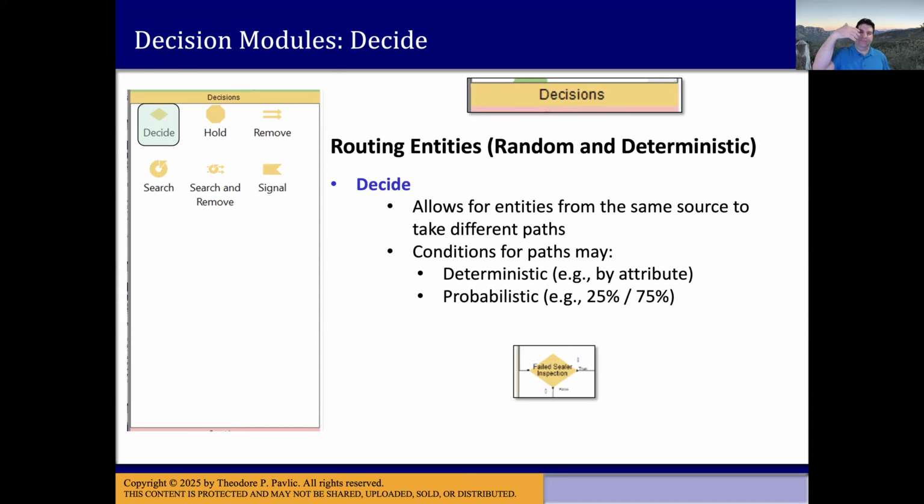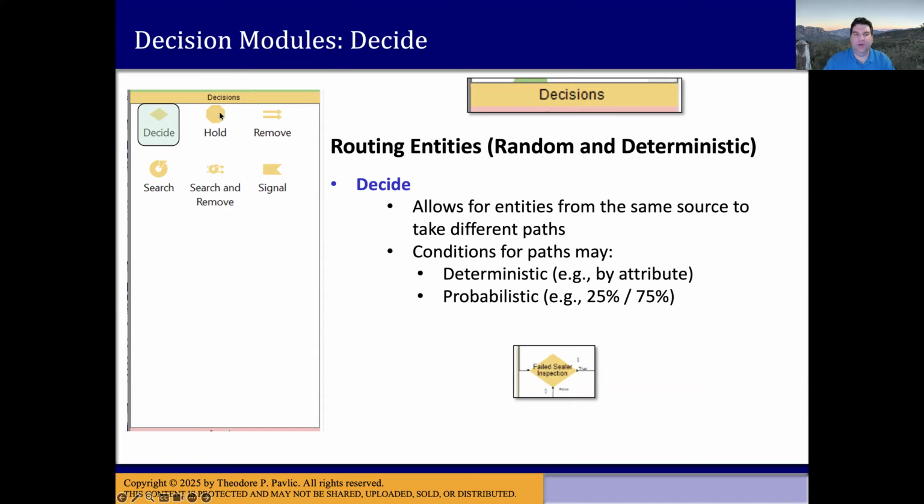And so if they match the first condition, they'll go out the first exit. Then if they don't, they check for the second condition to go out the second exit, and so on and so forth. So that's what your decide block does. So this decisions panel holds a lot of things that allow for conditional routing or just kind of conditional changes in how entities are handled. And the decide one is the one you're going to use early.